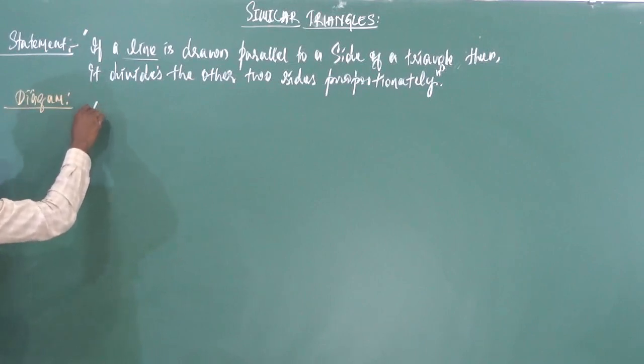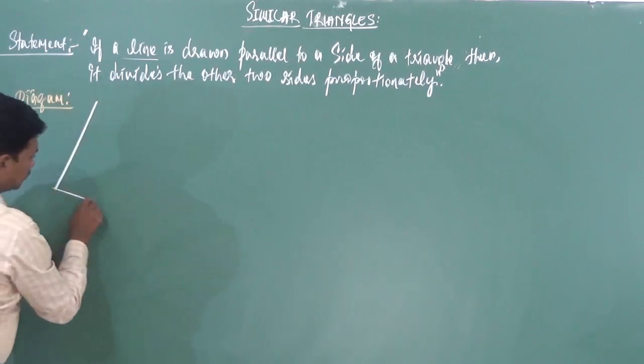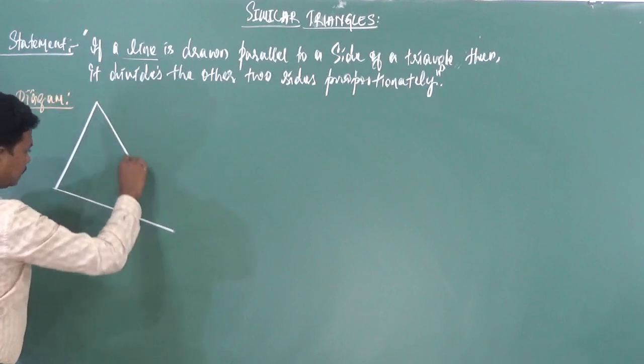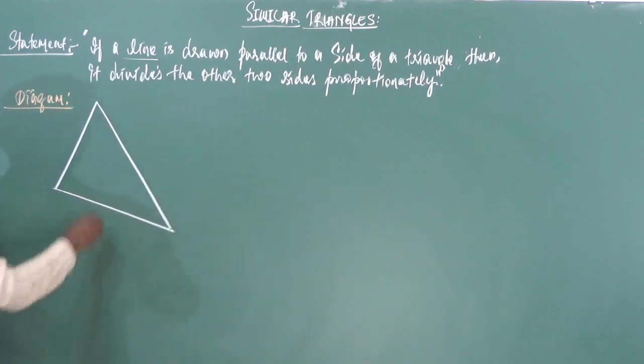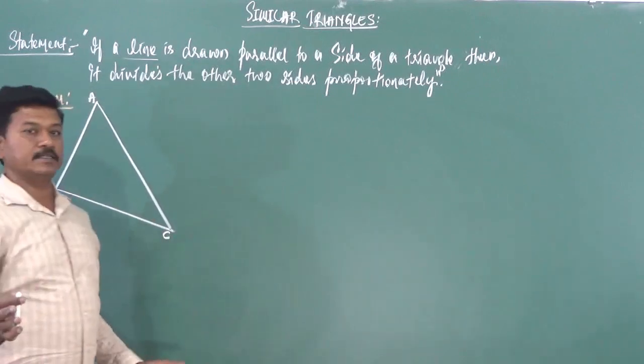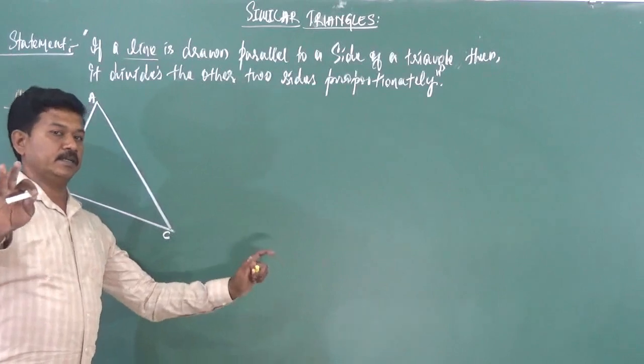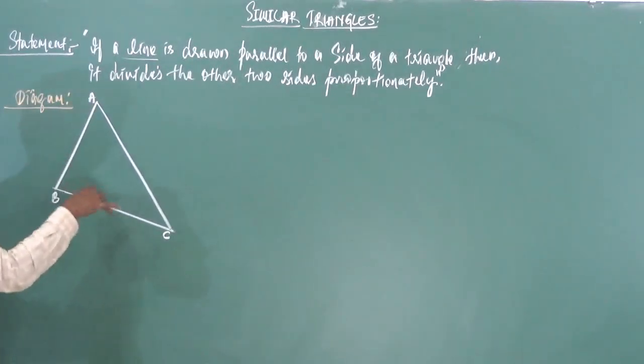Diagram of a triangle. So this is the triangle. Okay. I will take it as triangle ABC. This is the triangle here. I can take any triangle, as I told you. You can take any triangle you want. Okay. So this is triangle ABC.